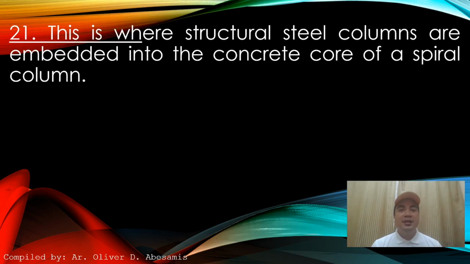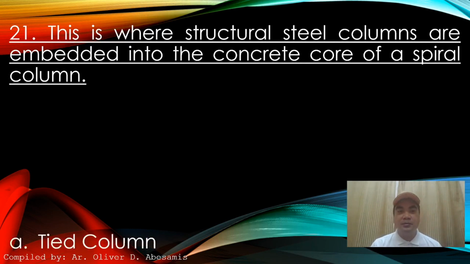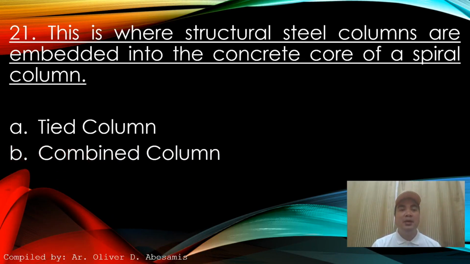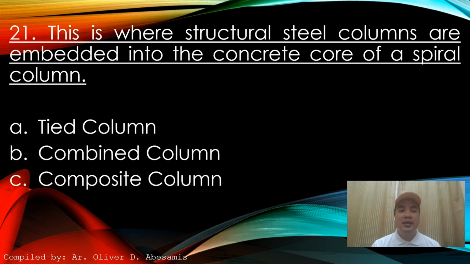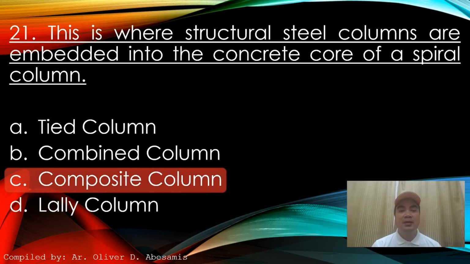Next, this is where structural steel columns are embedded into the concrete core or a spiral column. A. Tied column. B. Combined column. C. Composite column. And D. Lally column. Answer? C. Composite column.